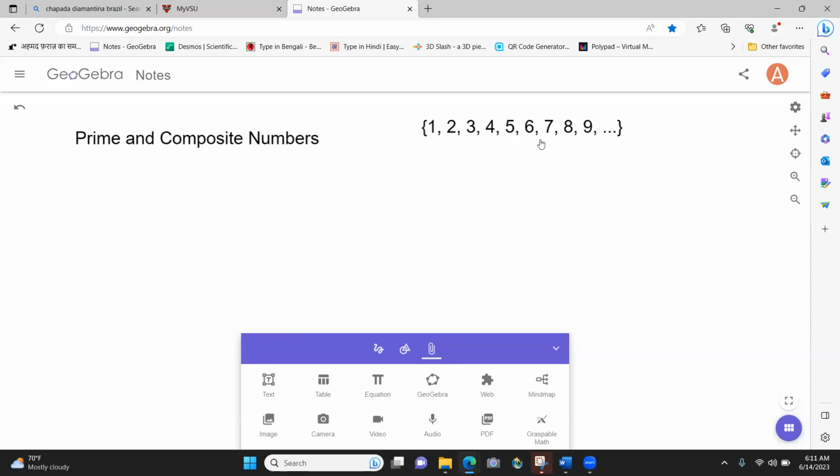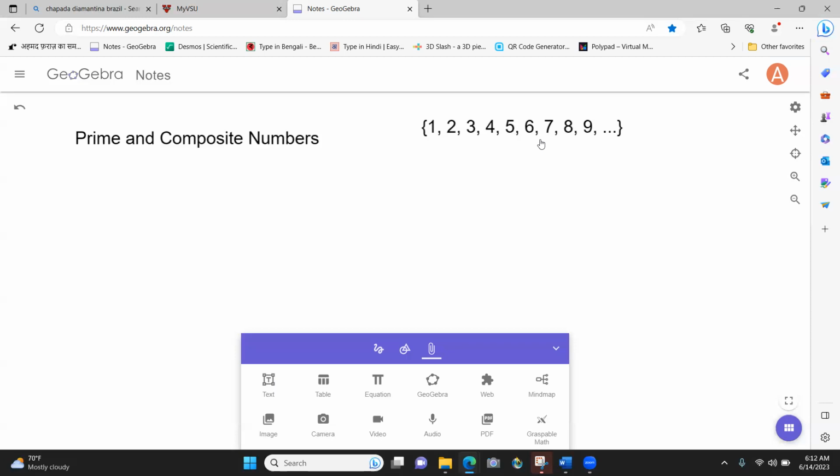For instance, 2 is a prime. 2 is divisible by 2, and 2 is divisible by 1. 3 is a prime. 3 is divisible by 3. 3 is divisible by 1. 4 is not a prime. 4 is divisible by 4, 1, and 2. 5 is a prime, is divisible by 5 and 1 only. 6 is not a prime. 7 is a prime because 7 is divisible by itself and 1. So if a number is only divisible by itself and 1, it is called a prime number.